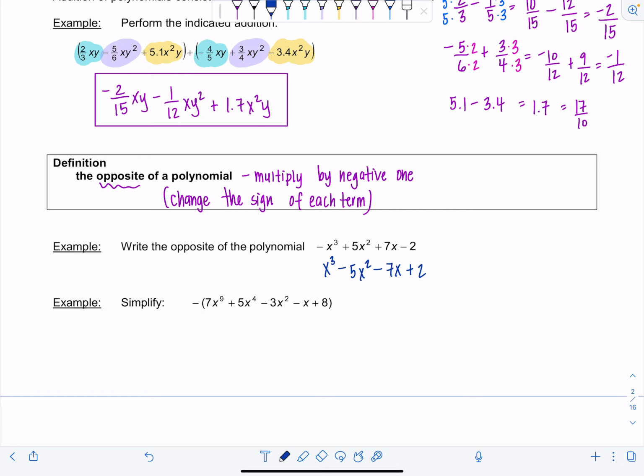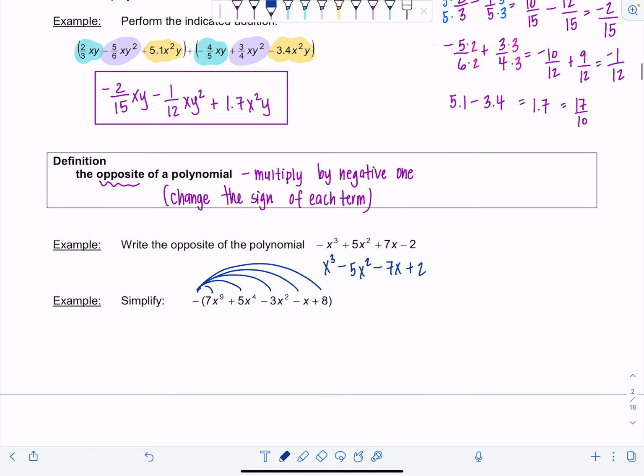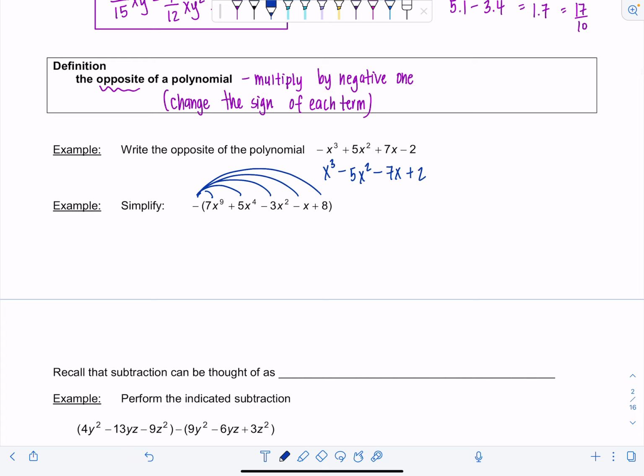Similarly, if you just see a big negative sign in front of a polynomial in parentheses, you distribute that negative to all of the terms, which is the same as finding its opposite. So if I were to distribute that negative, now the polynomial would be negative 7x to the 9th minus 5x to the 4th plus 3x squared plus x minus 8.